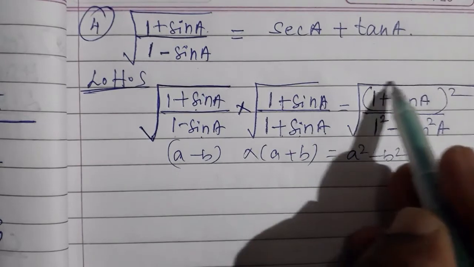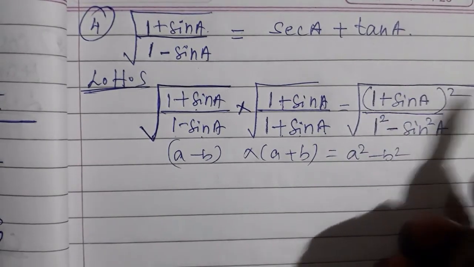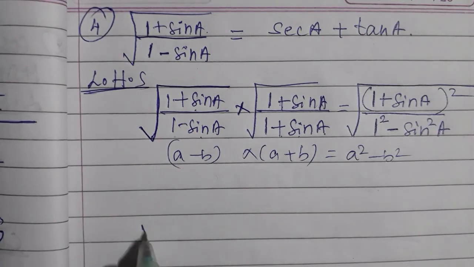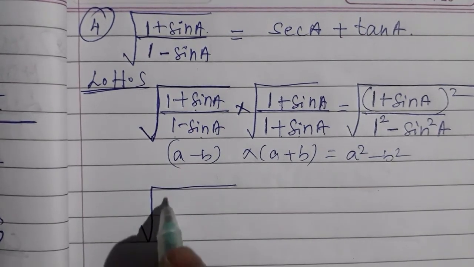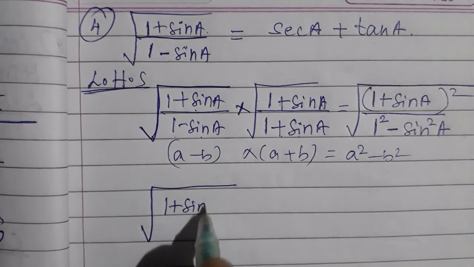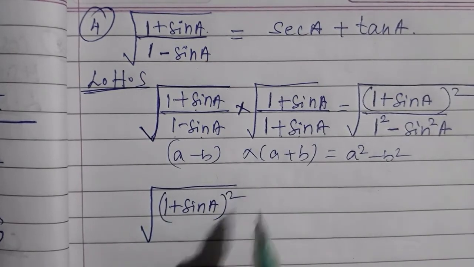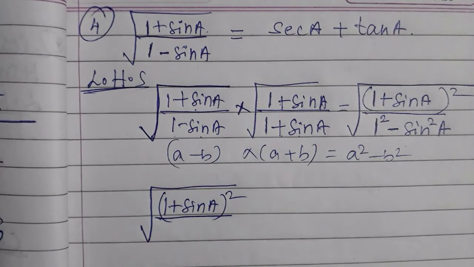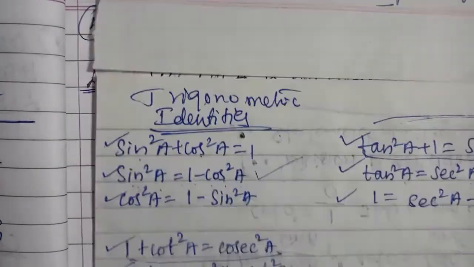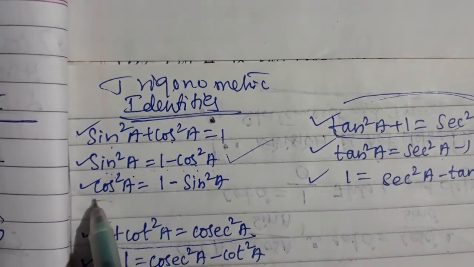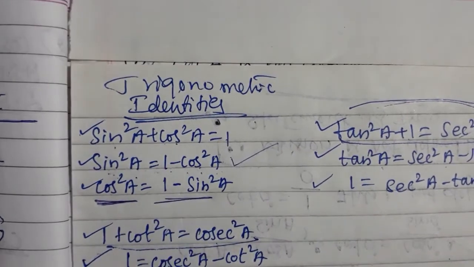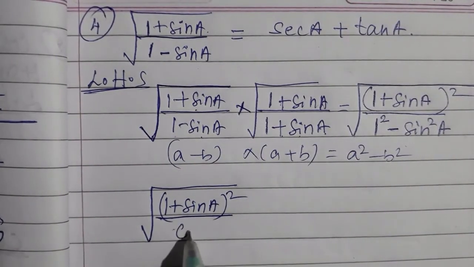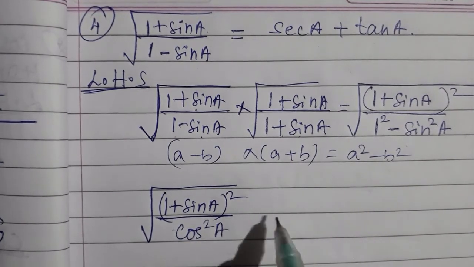Now you can definitely remove the square root. Before removing the square root, we have 1 plus sin A the whole square. This is a perfect square. Now 1 minus sin square A is not a perfect square, but we know 1 minus sin square A is cos square A. So remove 1 minus sin square A and write cos square A.